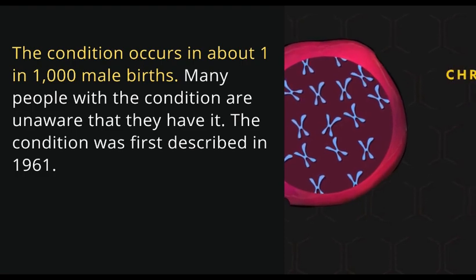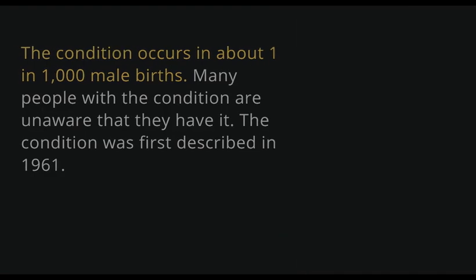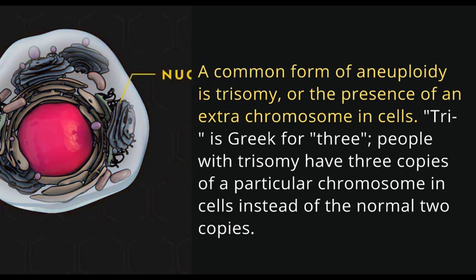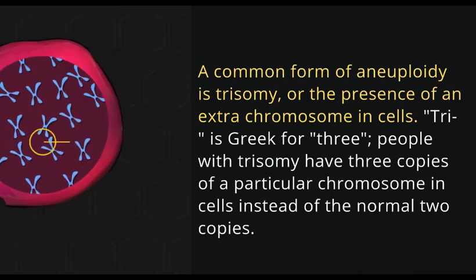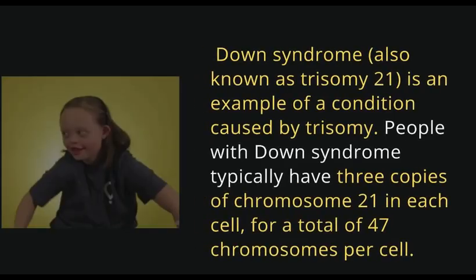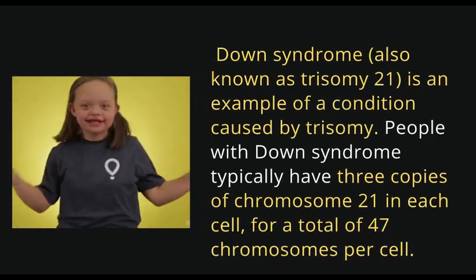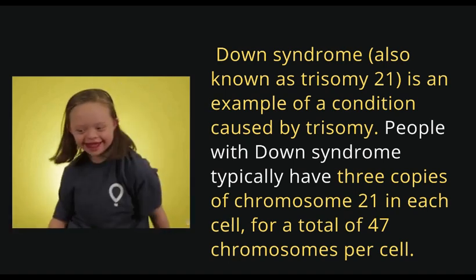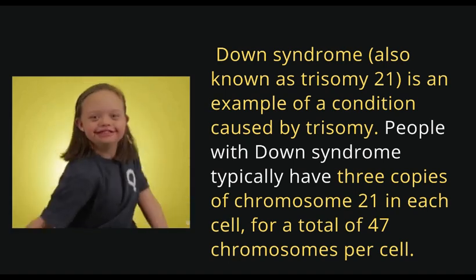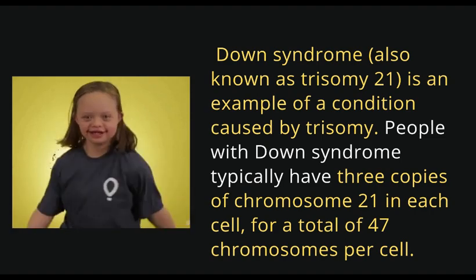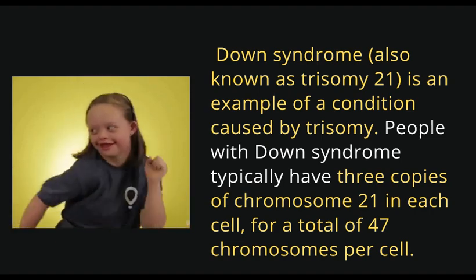A common form of aneuploidy is trisomy, or the presence of an extra chromosome in cells. Tri is Greek for 3. People with trisomy have 3 copies of a particular chromosome in cells instead of the normal 2 copies. Down syndrome, also known as trisomy 21, is an example of a condition caused by trisomy. People with Down syndrome typically have 3 copies of chromosome 21 in each cell, for a total of 47 chromosomes per cell. That's all for today.